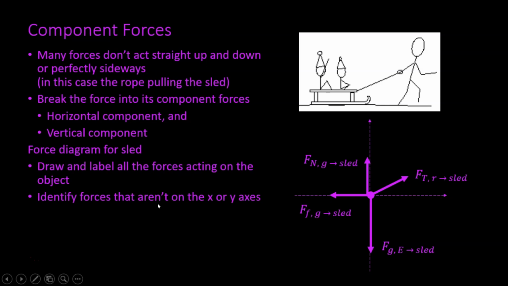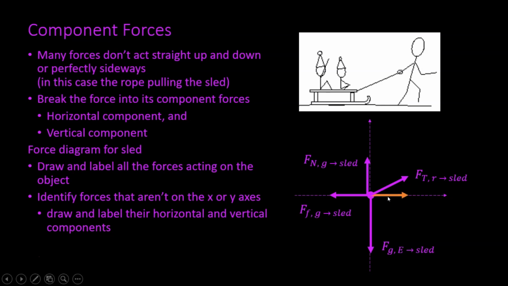Next, we want to identify forces that aren't on the X or Y axis. Well, you can see that these three forces are on the X and Y axis. They're perfectly vertical or horizontal, but the tension force doesn't lie on either axis. So in that case, we need to draw and label their horizontal and vertical components.